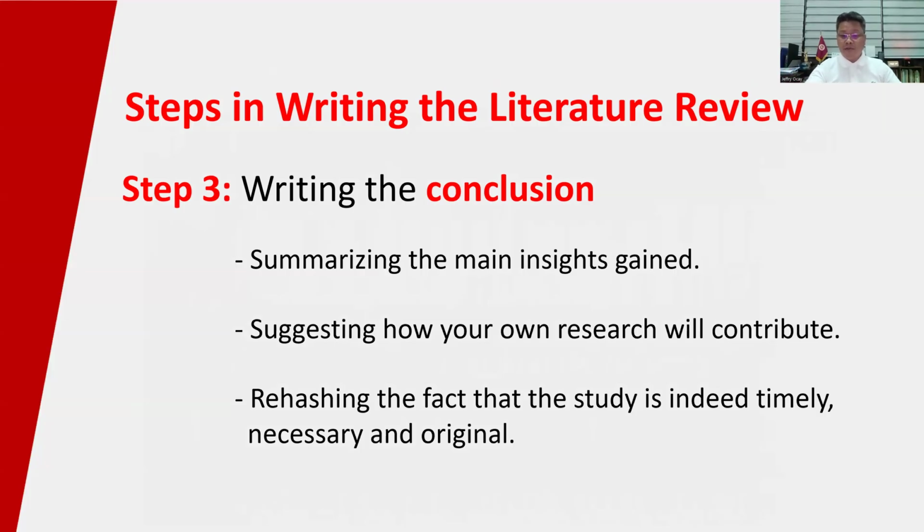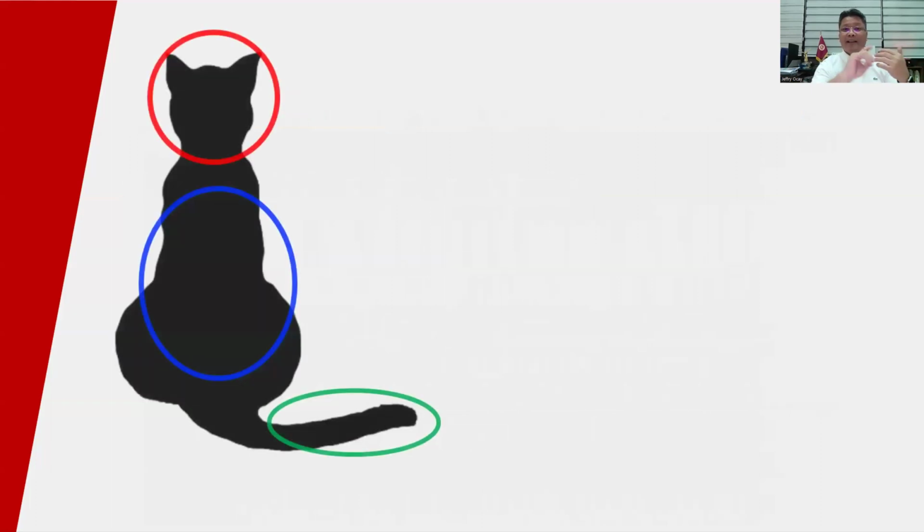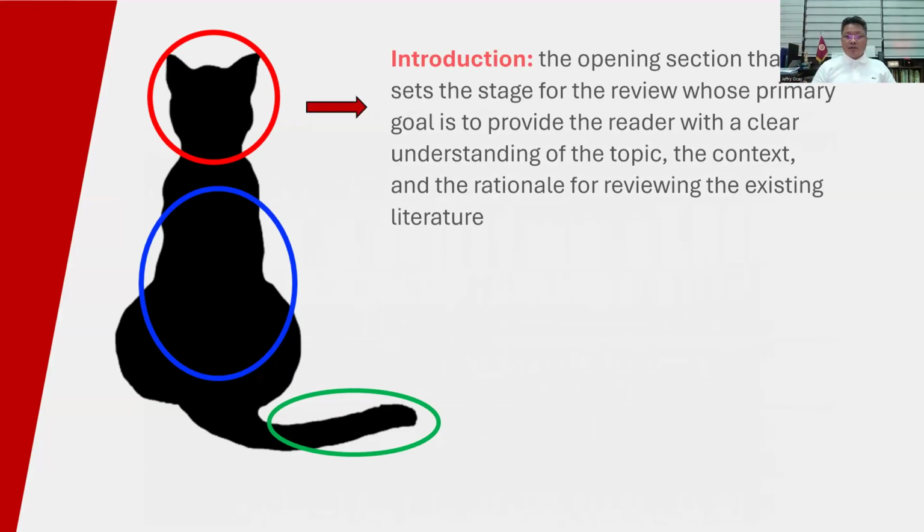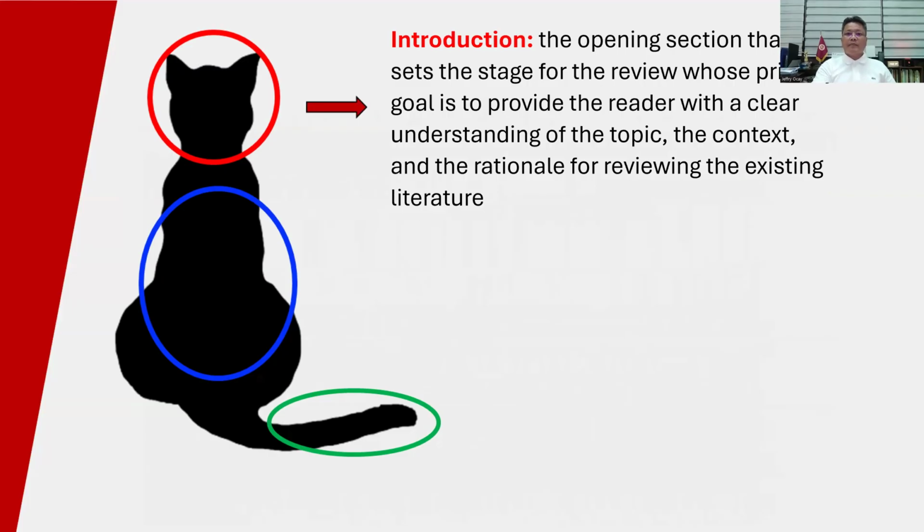When writing the lit review, of course, as I mentioned, we need to have the idea of a sitting cat. So the same principle, the same technique that we employ in writing the background of the study, still on the sitting cat. We need to have the structure: the introduction of your lit review, the body of your lit review, and the conclusion of your lit review. And the introduction, of course, serves as the opening that sets the stage for the review, whose primary goal is to provide the reader with a clear understanding of the topic, the context, and the rationale for reviewing the existing literature. So you have to have an introductory part.